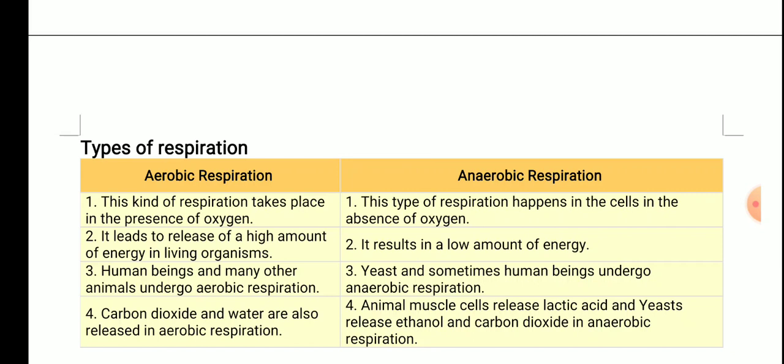So in animal cells, the product of anaerobic respiration is lactic acid, whereas in yeast the products of anaerobic respiration are ethanol and carbon dioxide. And if you compare it with aerobic respiration, the products in aerobic respiration are carbon dioxide, water and energy. Energy is released in both, but the difference is that in aerobic the release of energy is of a large amount, whereas in anaerobic the energy released is less as compared to aerobic.